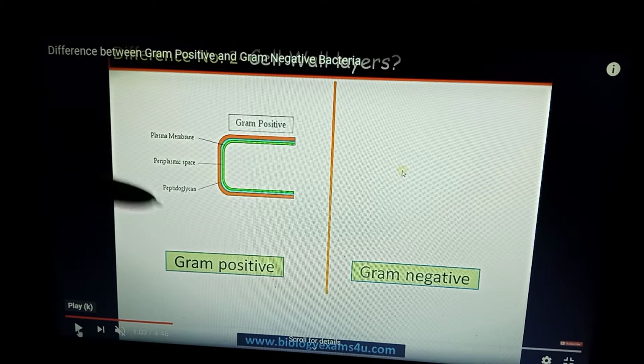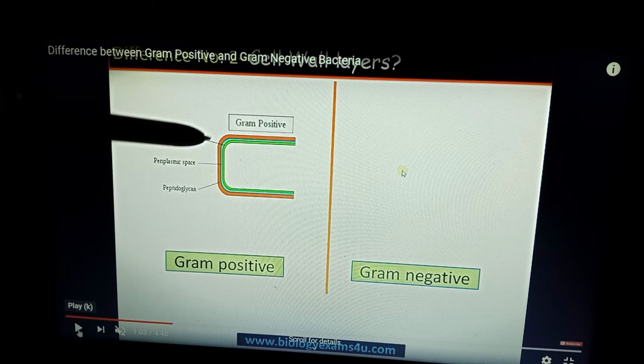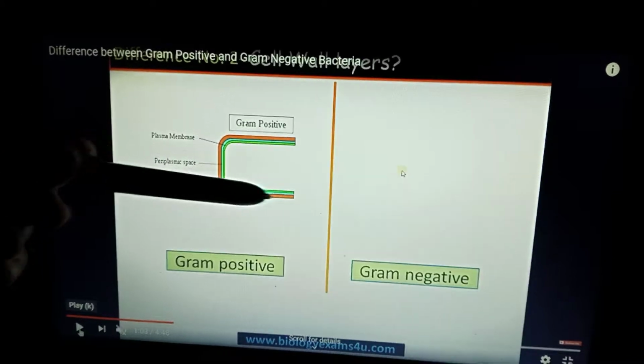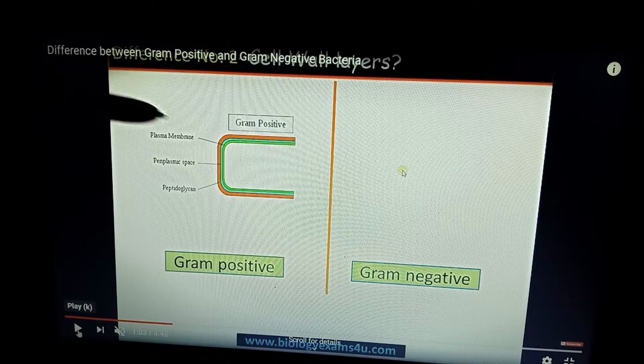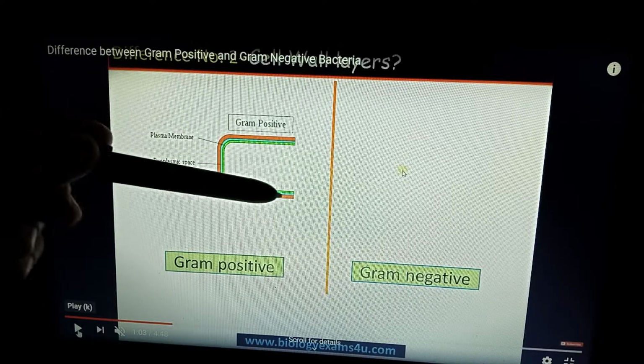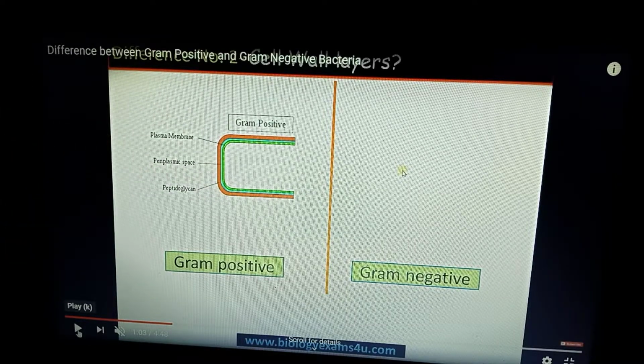Okay, take a look at the gram-positive. In the gram-positive bacteria, outside of the plasma membrane, that is the color brown, indigo color. Okay, there is a thick layer. This is a thick layer called your peptidoglycan.